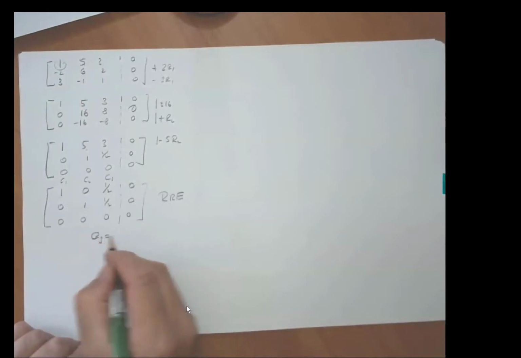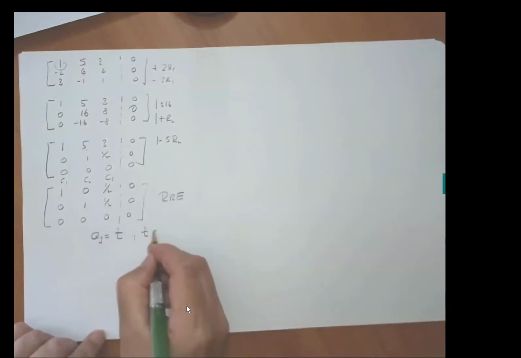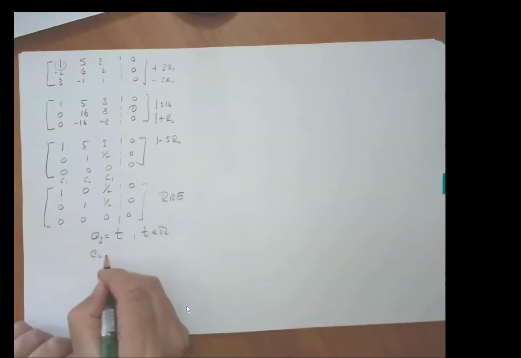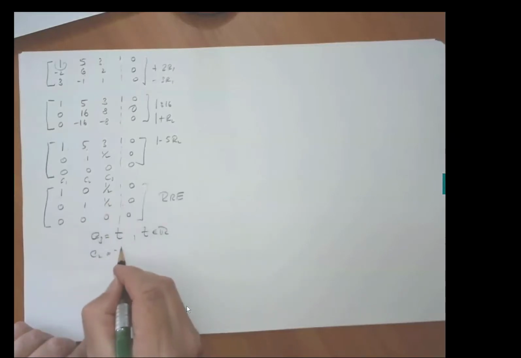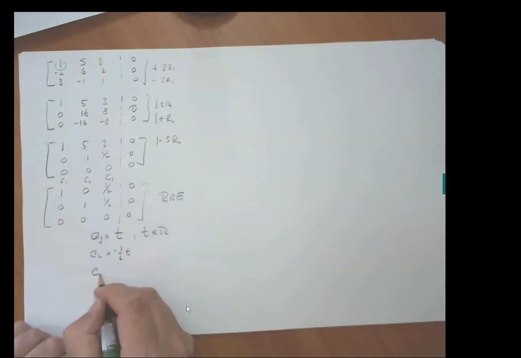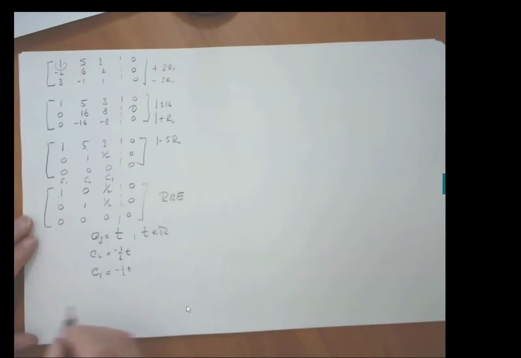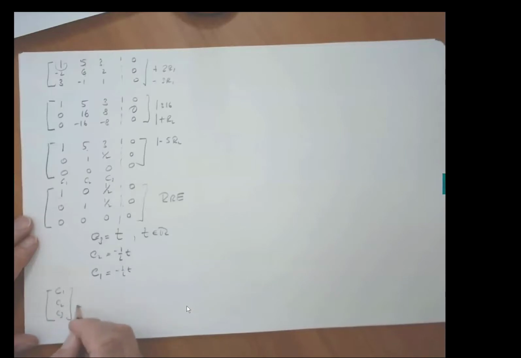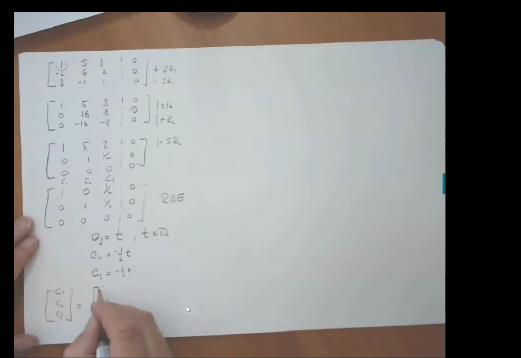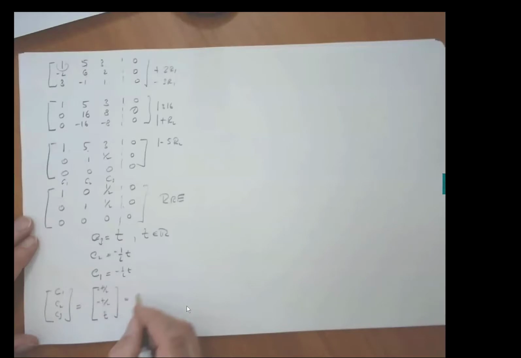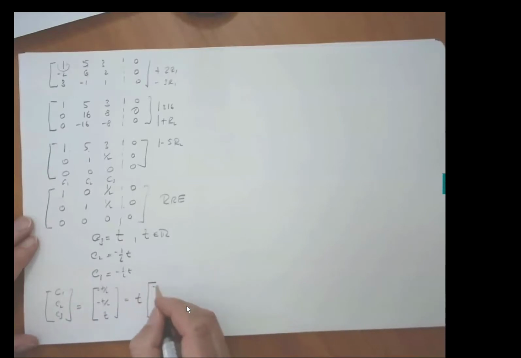So C3, let's say, is equal to t in R. Then C2, I bring it to the other side, is minus 1/2 t. And C1, again, I bring it to the other side, is minus 1/2 t. So the solutions (C1, C2, C3) are equal to t times (minus 1/2, minus 1/2, 1).